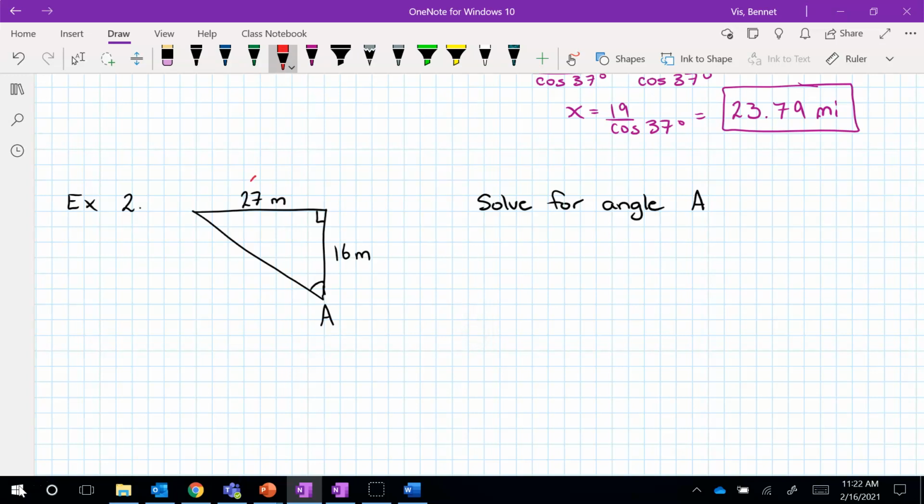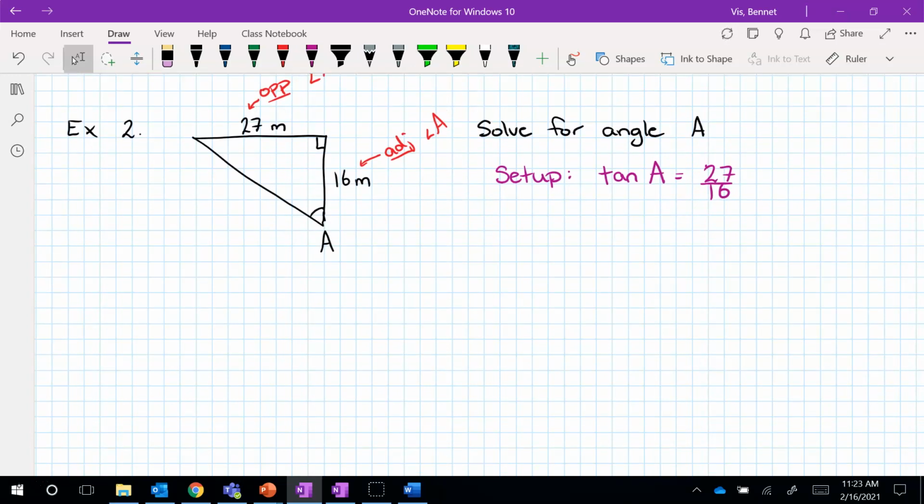So if this is angle A, that 27 is opposite to angle A. And the 16 here, this is right next to angle A. It's my adjacent side to angle A. So to set this up, I'm going to be using the tangent ratio. So my setup is going to be the tangent of A is equal to opposite over adjacent, so that would be 27 over 16.